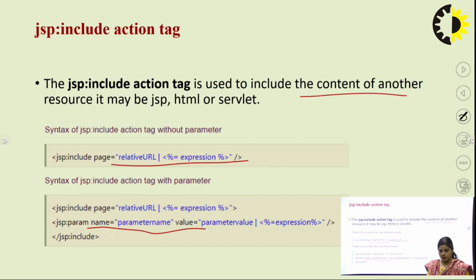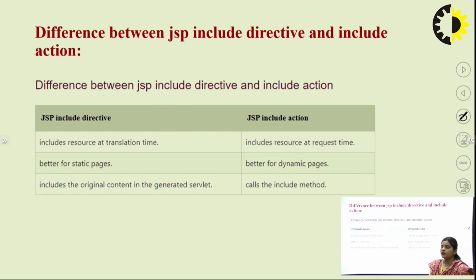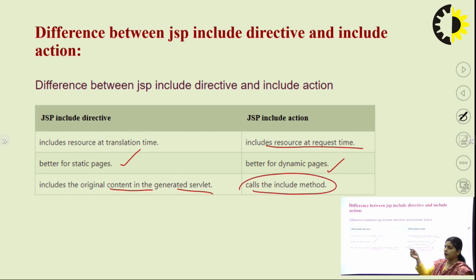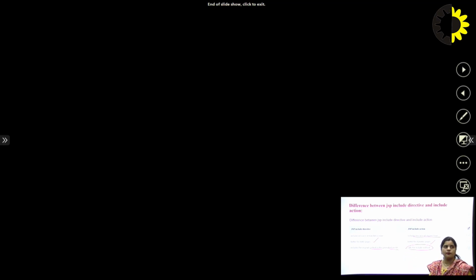Now the difference between the JSP include directive and the JSP include action: the directive includes resources at translation time, and the action includes the resources at request time. The directive is better for static pages, but for dynamic pages the JSP include action is preferred. The JSP include directive includes the original content in the generated servlet, and the JSP include action calls the include method.